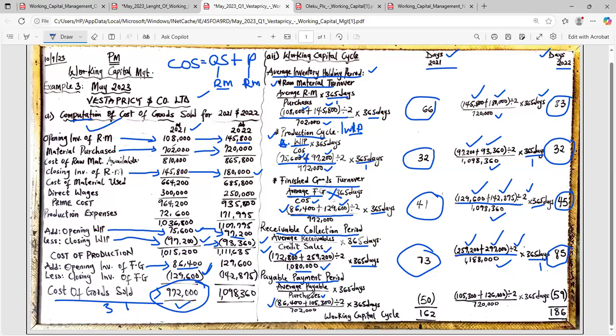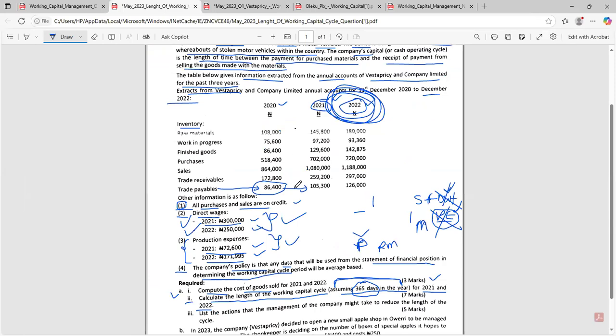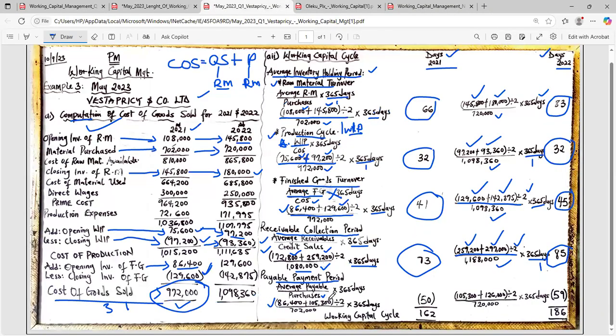Then what is our closing payables? Our closing payables for 2021 is 105,300, the same figure under 2021. That's the closing, this is the balance sheet item. So that's what we have there, 105,300. Please divide it by 2. Our purchases is already known. These are our purchases here.